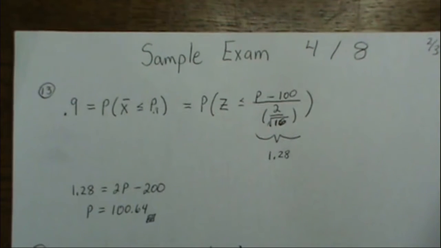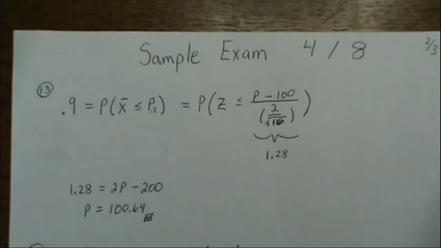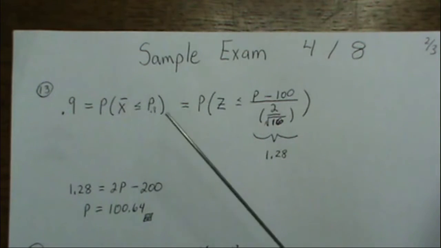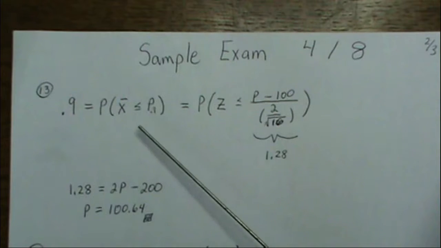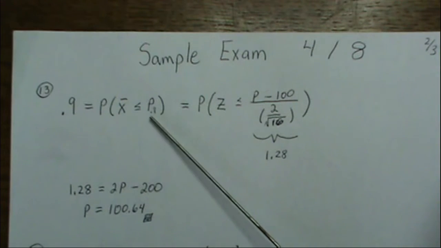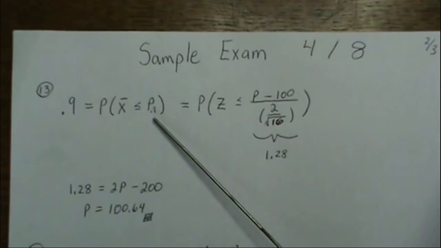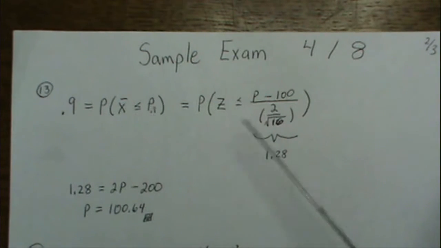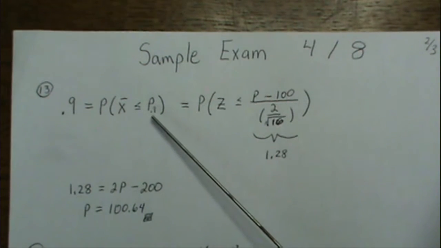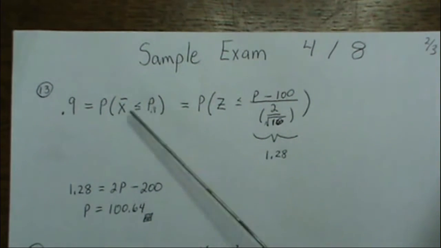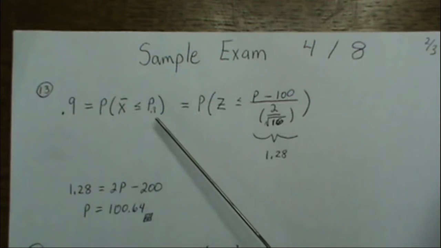So problem 13, we want to find the 90th percentile of x bar. And we set it up like this. We set the probability that x is less than or equal to p sub 0.9. So that's a quantile. Later I'm going to drop the 0.9 and just call it p, but really it needs to be a 0.9. And this probability is equal to 0.9. That's what the definition of a quantile means.